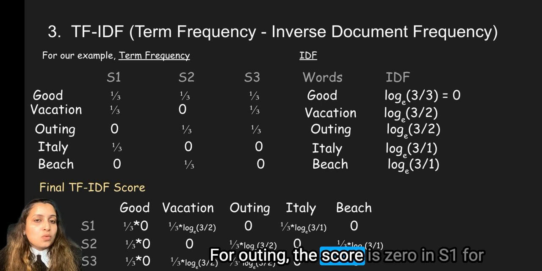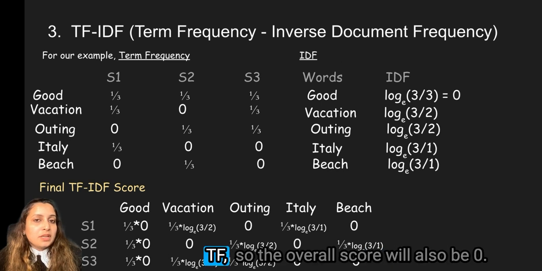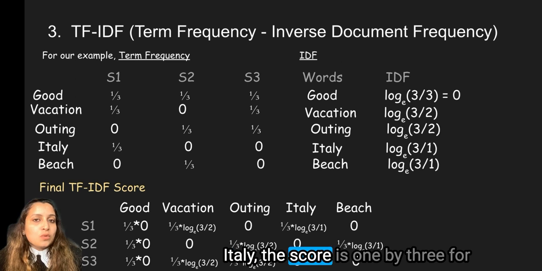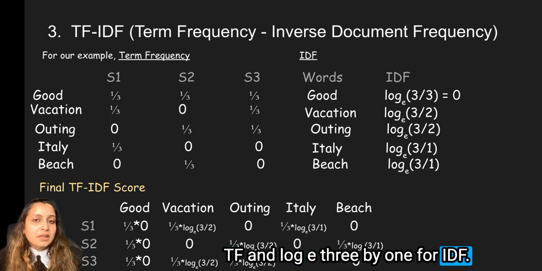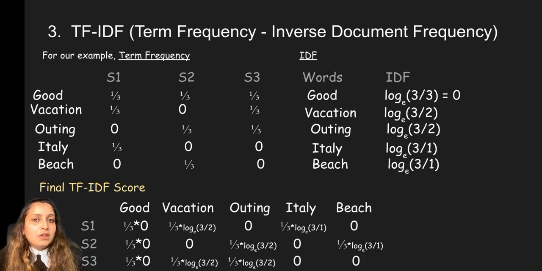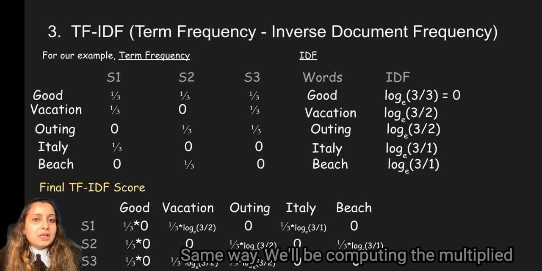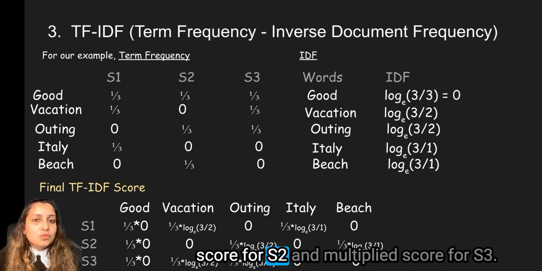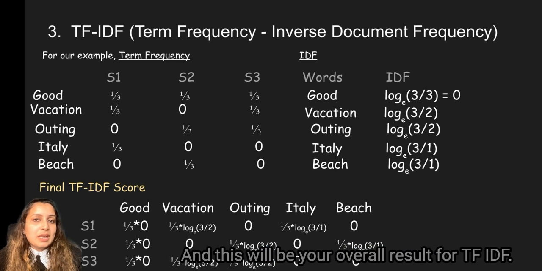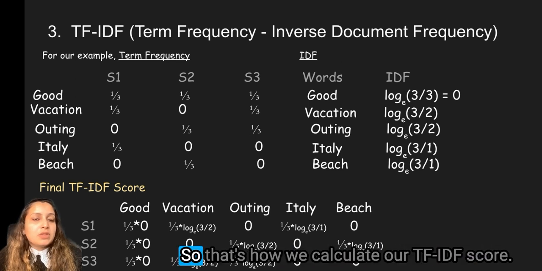For outing, the TF score in S1 is 0, so the overall score will also be 0. For Italy, the score is 1 by 3 for TF and log e 3 by 1 for IDF, so we multiply them. For beach, the score would be 0 since it doesn't appear in S1. In the same way, we'll be computing the multiplied scores for S2 and S3. And this will be your overall result for TF-IDF. So that's how we calculate our TF-IDF score.